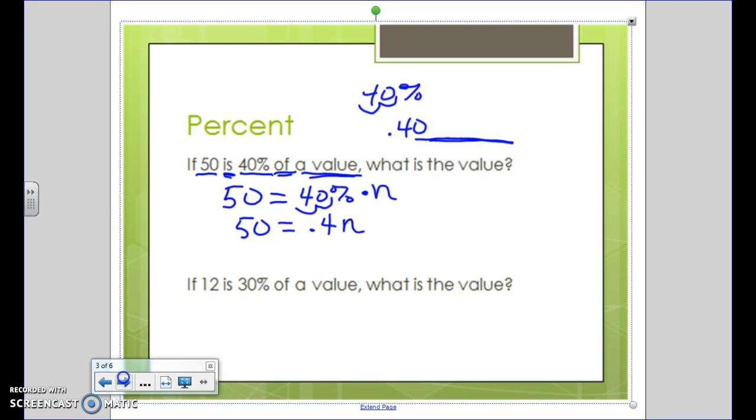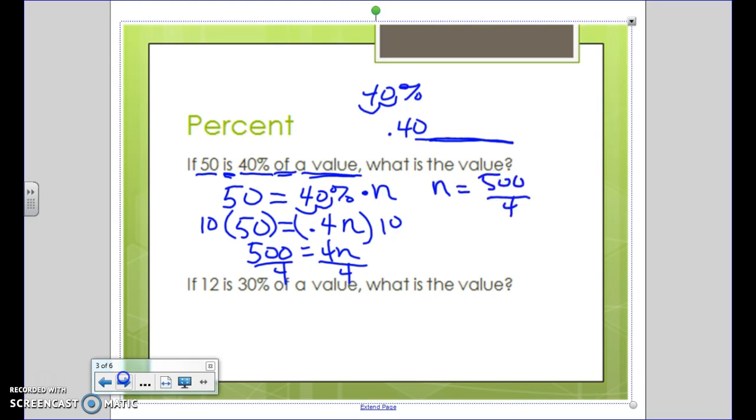All right. And so from there, I can do this several different ways. I can say, oh, okay, well, I don't like having decimals in my equation, so I'm going to multiply both sides by 10. That's one of the strategies that we learned. And that makes it 500 equals 4n. Okay, now that I don't have decimals, I can divide both sides by 4. And so n equals 500 fourths. But really that reduces into 250 halves. 2 goes into 250 125 times. So n would equal 125. And so that is the value, 125.